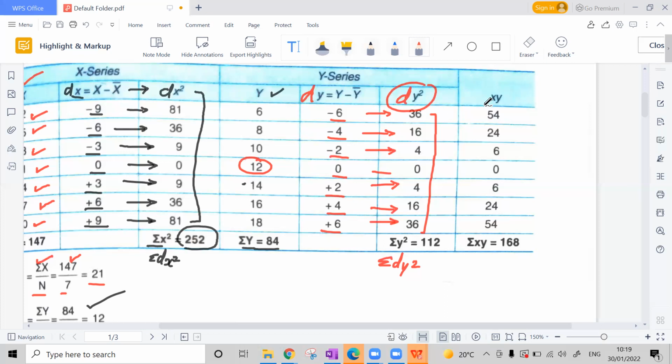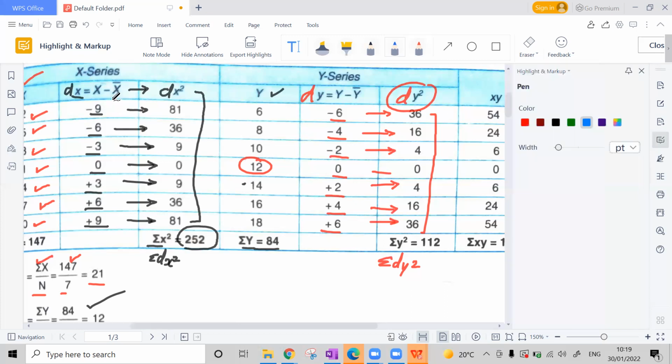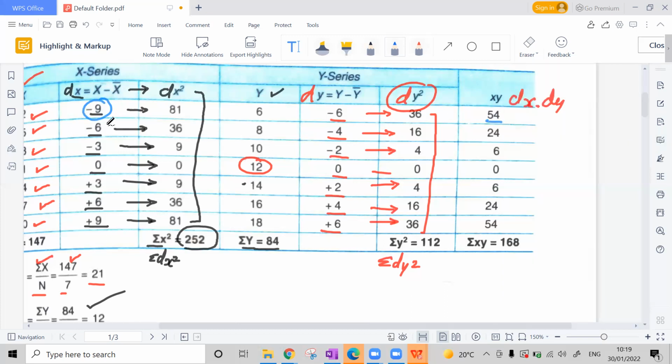Now, see, we have to multiply the deviation of x and the deviation of y, that is dx multiplied by dy. So go with dx. First dx was how much? If you see, first dx was 9. Then dy is 6. So 9 sixes are 54. Then here dx is 6, and dy is minus 4. So 6 fours are 24. Then minus 3 multiplied by minus 2 will give us 6.